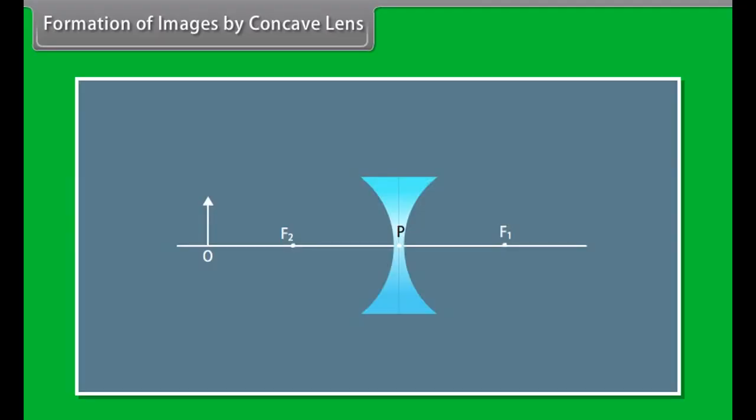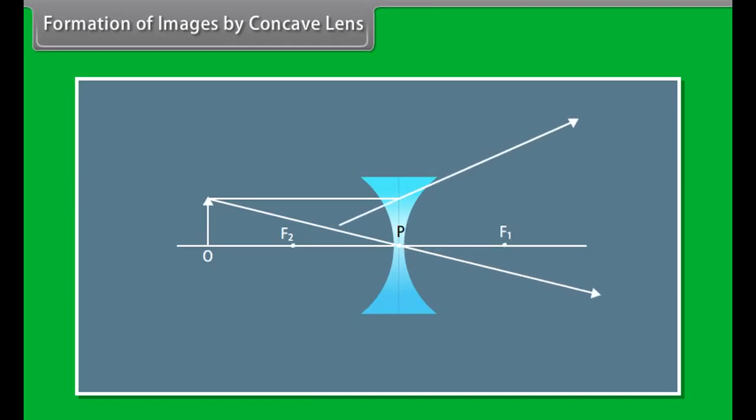When the object is placed at any distance, then the image formed on the same side between optical center and F. The nature of the image is virtual, erect and diminished.